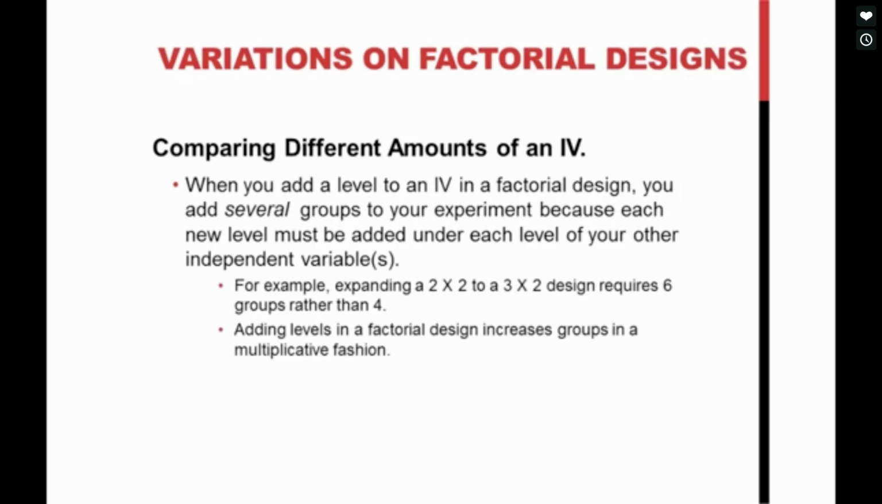Let's turn our attention from assigning participants to looking at other variations of factorial designs. Up until now, we've been talking about the 2x2 factorial design, where we have two independent variables, each with two levels. Well, you may, for a variety of reasons, want to do a 3x2 factorial design, where you still have two independent variables, but you have a third level on one of those independent variables. The thing you have to keep in mind here is now this is going to require 6 groups rather than 4 groups. Every time you add a level to your factorial design, you've increased the complexity of your design exponentially.